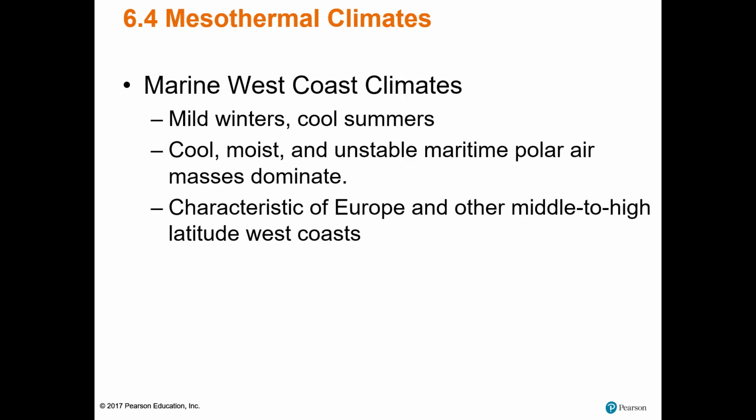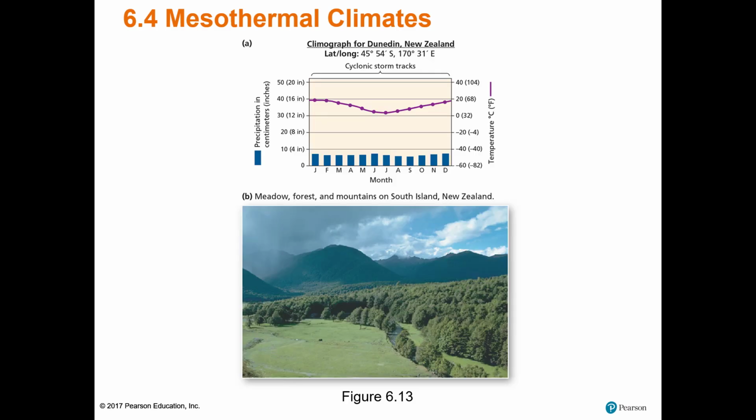So if you've ever been to San Francisco, it's a marine west coast climate. So here is an example of a climograph from Dunedin, New Zealand, and you can see that there is a steady amount of precipitation throughout the year, and there is a decrease in temperature in the summer months.